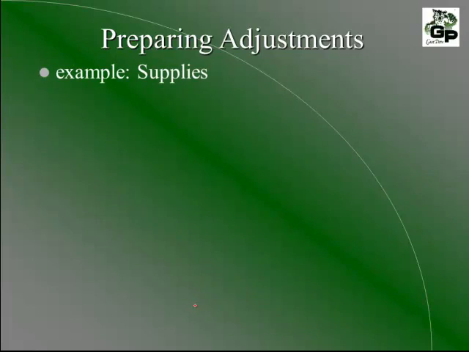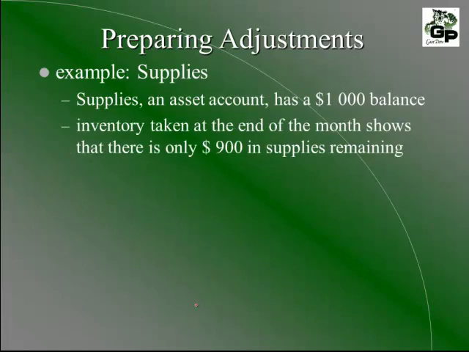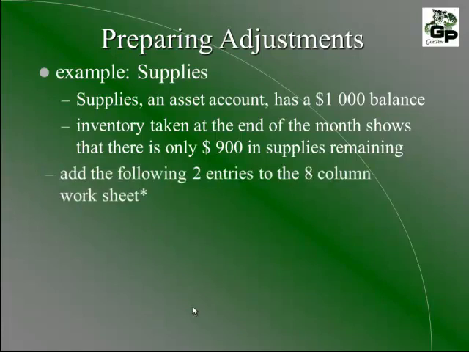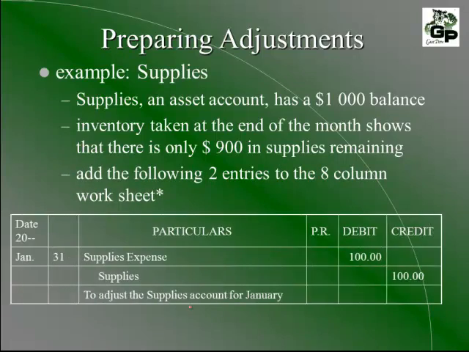How do we prepare adjustments? Let's take a look at supplies. Supplies is an asset account and it has a $1,000 balance. Inventory taken at the end of the month shows that there is only $900 in supplies remaining. Add the following 2 entries to the 8-column worksheet. We have a supplies expense of $100. The supplies asset account has a credit of $100. To adjust the supplies account for January is the description.